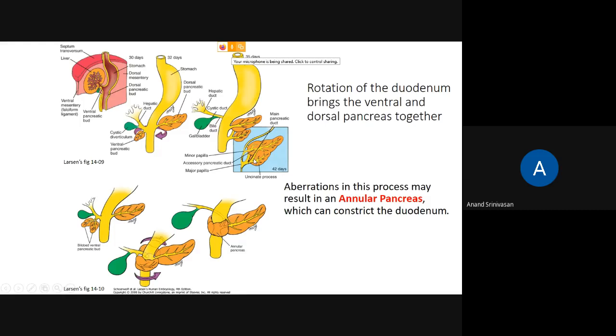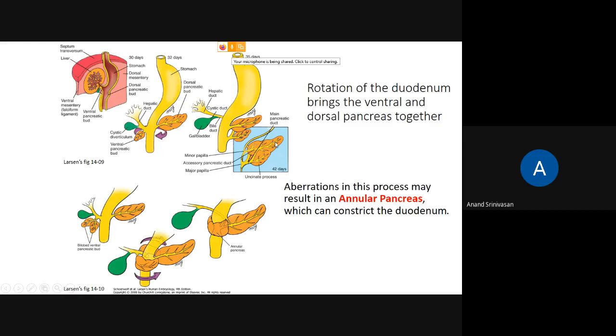So basically for all the gross anatomical features, you need to know how this is embryologically formed. Initially you can see the ventral pancreatic bud has a separate opening and the dorsal pancreatic duct has a separate opening. But later on, after the fusion, due to the rotation, the ventral pancreatic bud becomes the lower part, and the dorsal pancreatic bud.